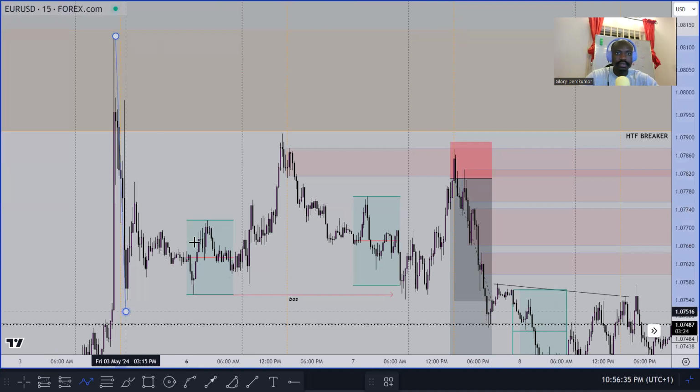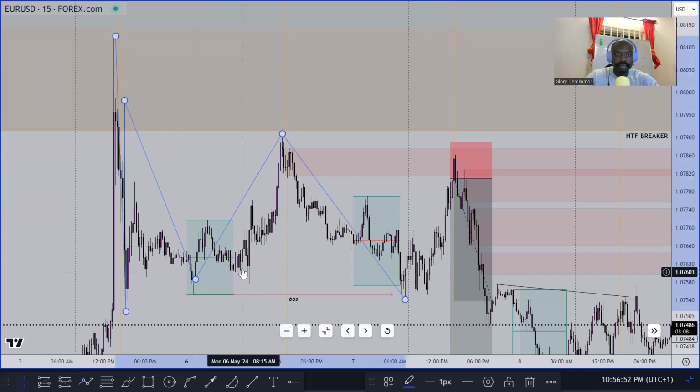Okay. All the way to this high here. Now I know this doesn't make sense to a lot of people. All the way back down to this low here. To that high there. And then we had our break of structure to the downside here. Okay.